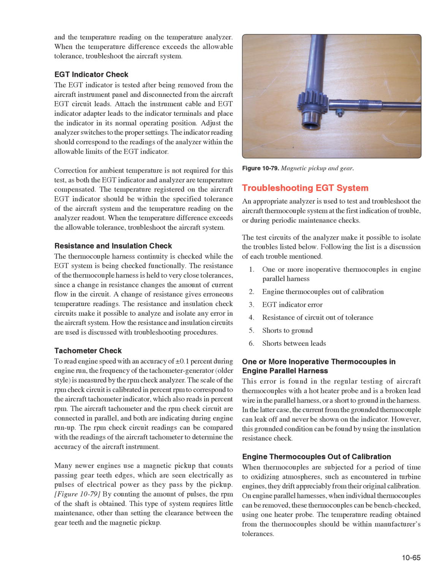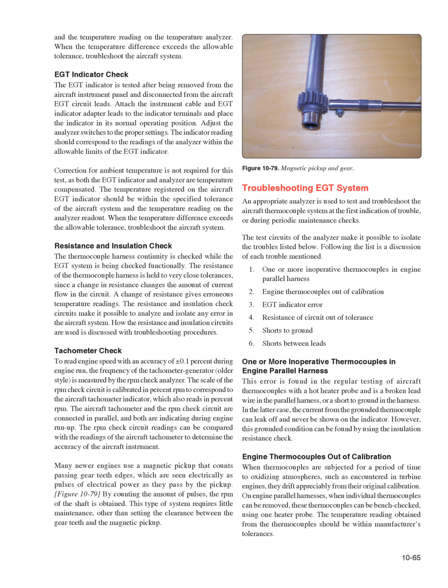Resistance and insulation check. The thermocouple harness continuity is checked while the EGT system is being checked functionally. The resistance of the thermocouple harness is held to very close tolerances, since a change in resistance changes the amount of current flow in the circuit. A change of resistance gives erroneous temperature readings. The resistance and insulation check circuits make it possible to analyze and isolate any error in the aircraft system. How the resistance and insulation circuits are used is discussed with troubleshooting procedures.